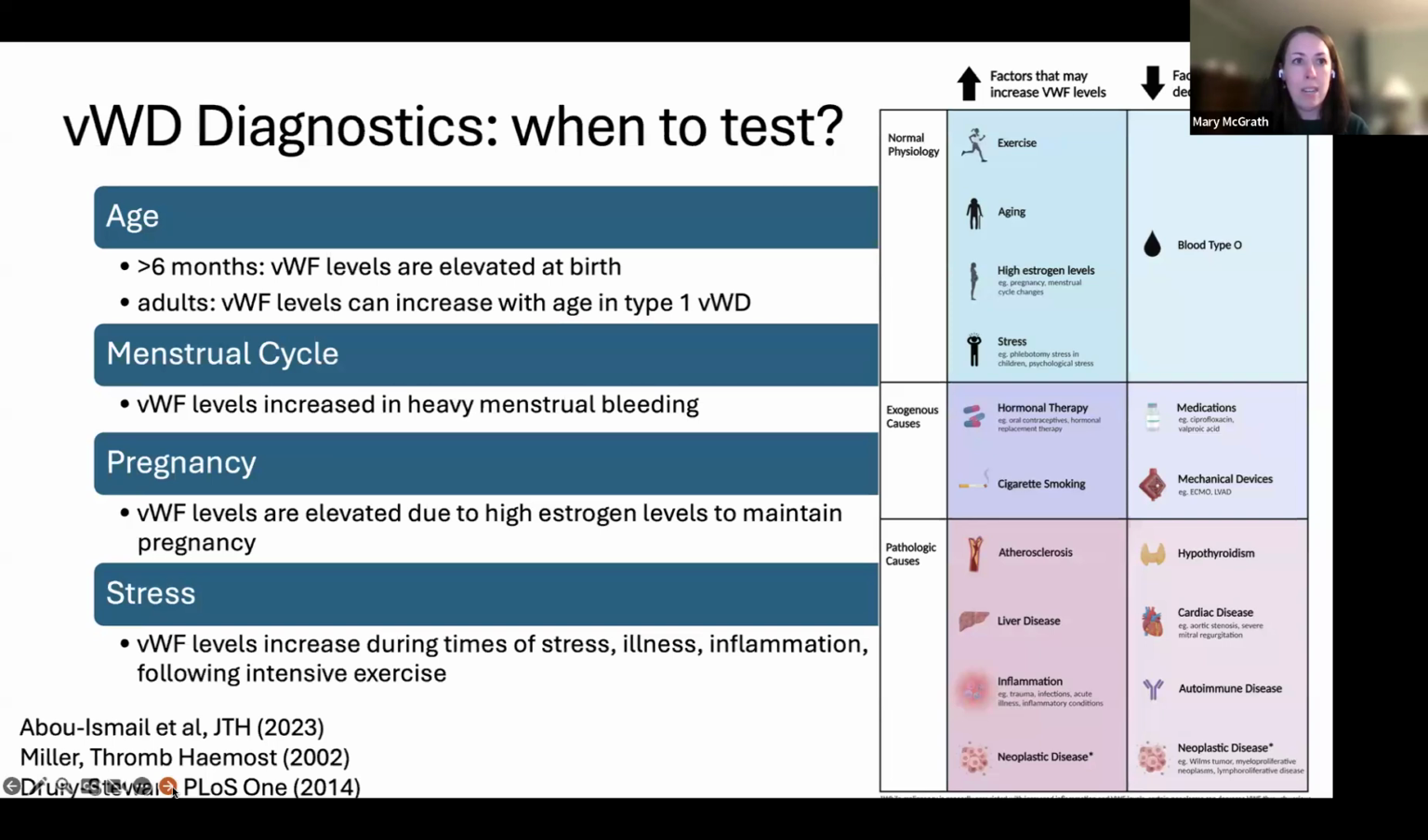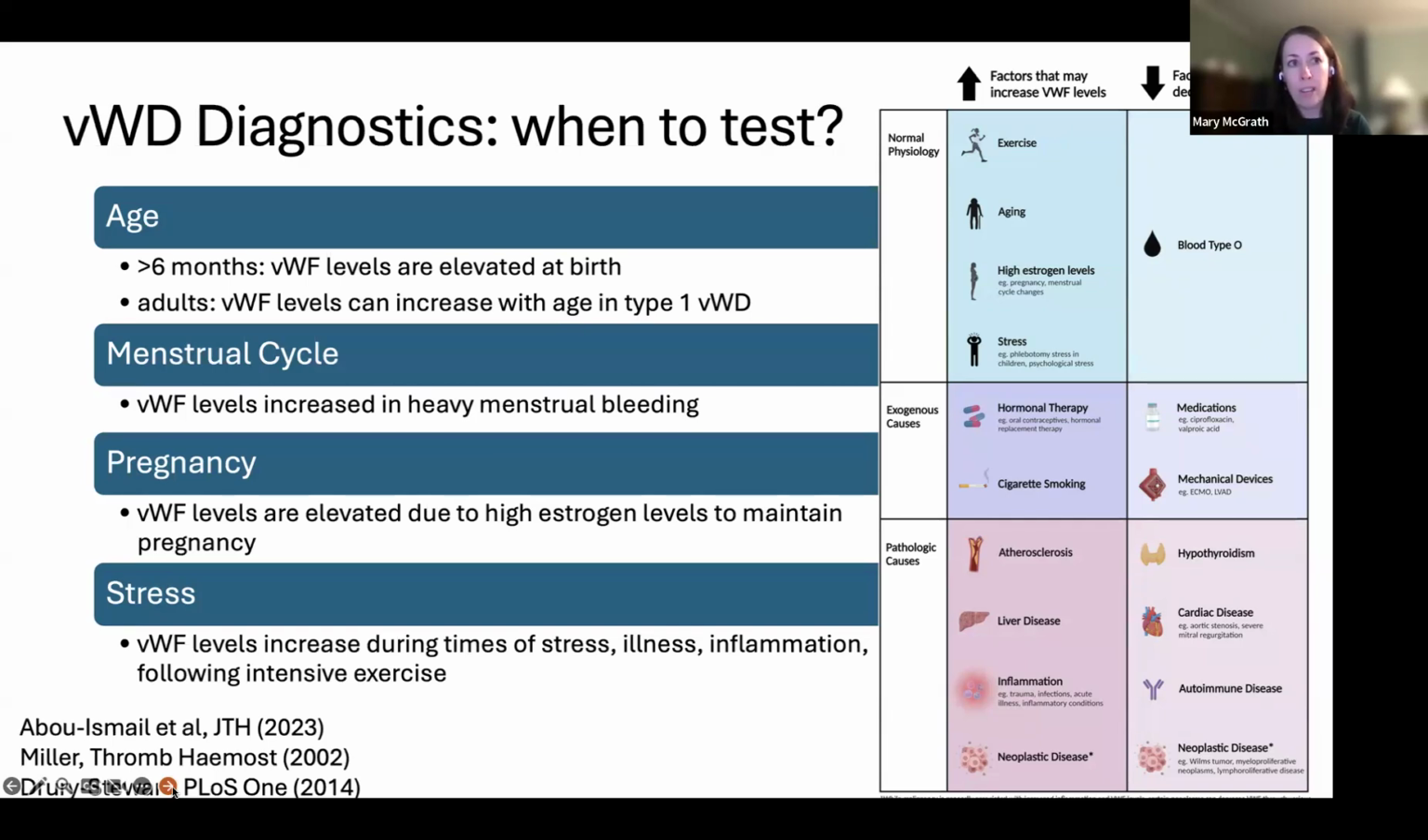Several studies have also been done trying to tease out when is the best time to test women who are menstruating. Studies have shown that in individuals without von Willebrand disease, their VWF levels tend to be lowest during the first 4 days of the menstrual cycle. However, more recent studies in individuals who are experiencing heavy menstrual bleeding have shown that VWF levels are typically elevated during that acute period of heavy bleeding.